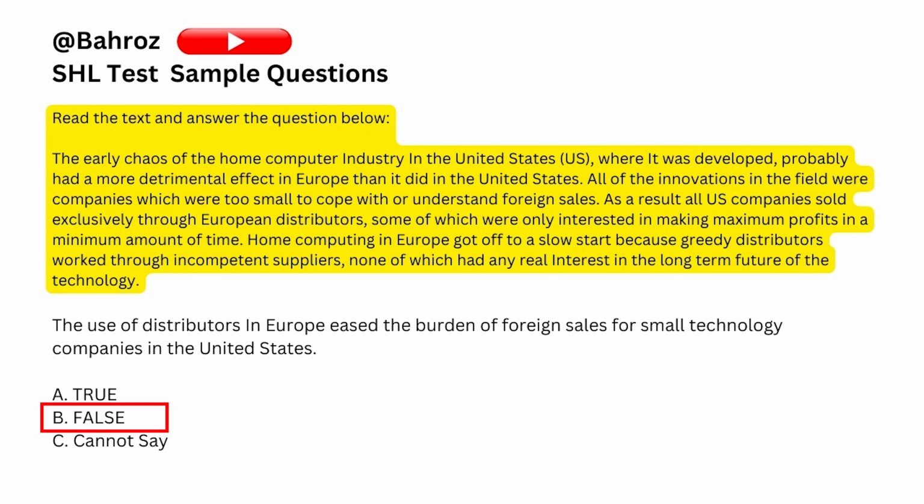Answer is false. The passage indicates that US companies sold exclusively through European distributors because they were too small to cope with or understand foreign sales. However, it does not suggest that this eased the burden. In fact, it describes the situation as problematic, stating that greedy distributors worked through incompetent suppliers, leading to a slow start for home computing in Europe. This implies that the use of distributors created more problems than it solved, so the statement is false.